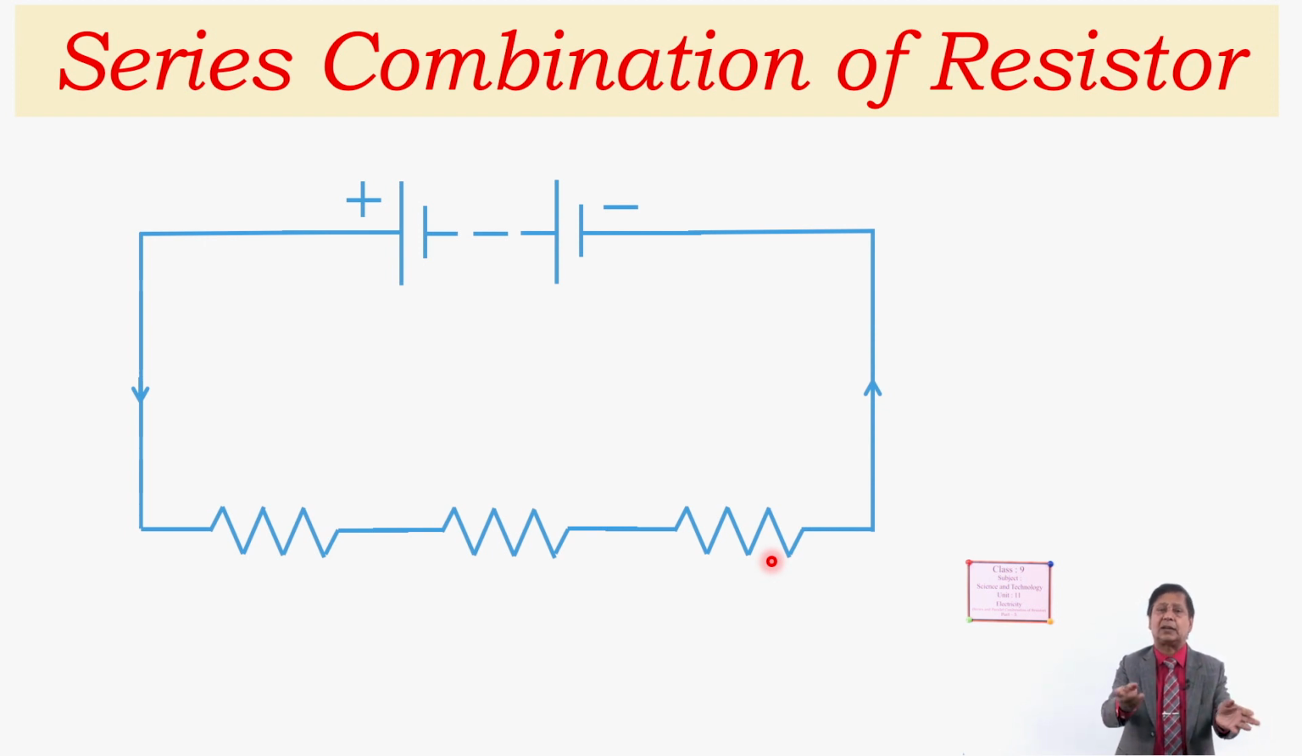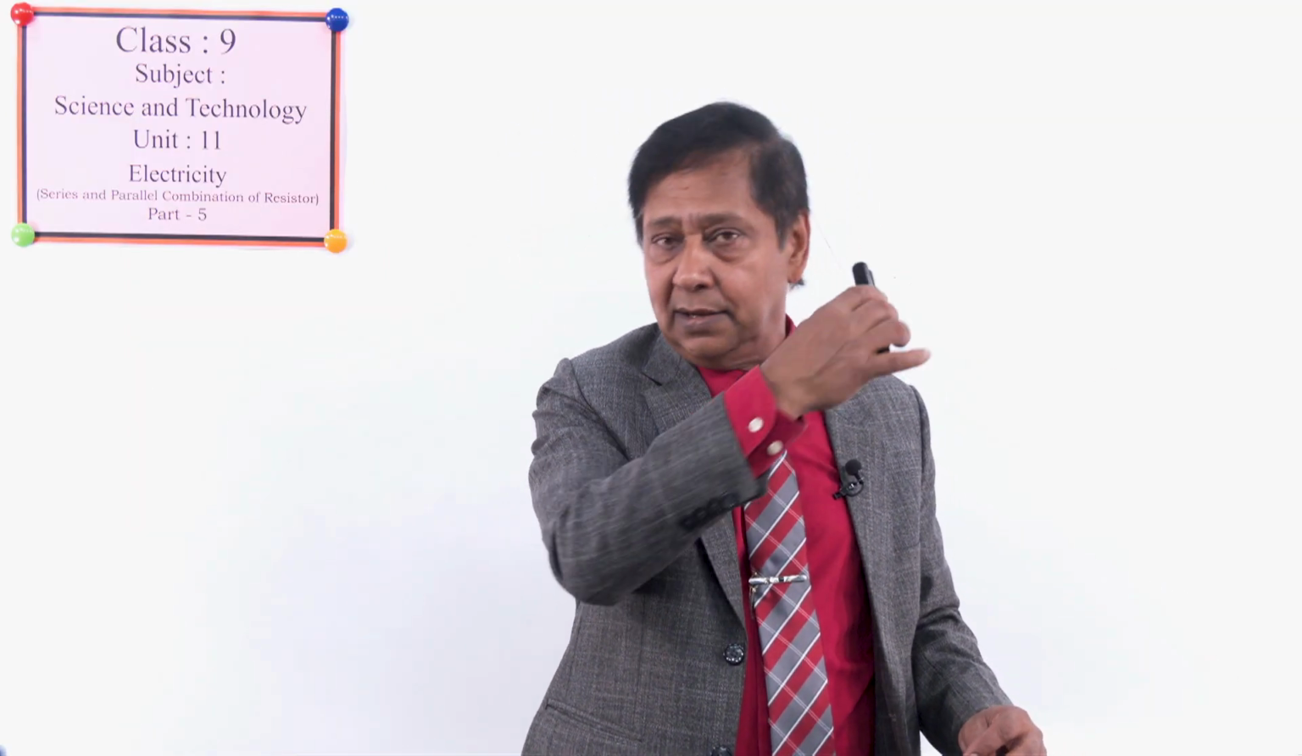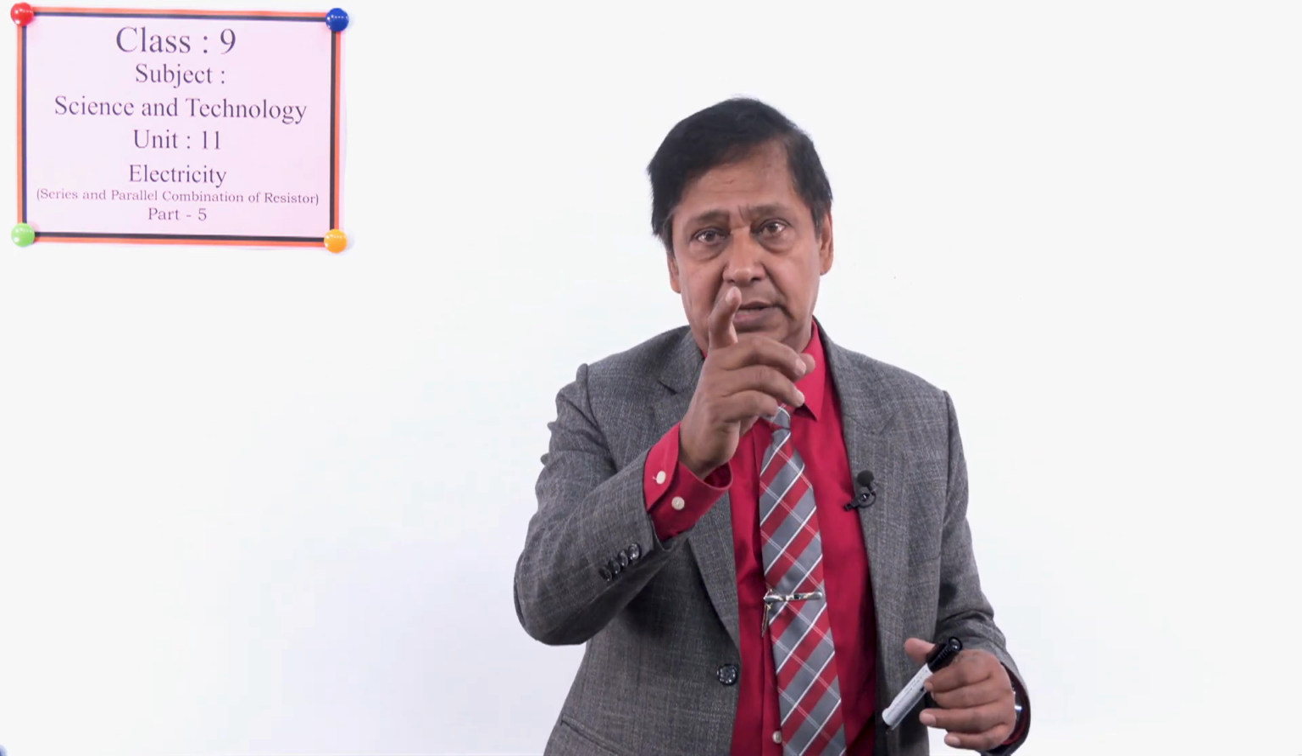When resistors are connected end to end with each other and the first end of the first resistor and the last end of the last resistor are connected to a source of electricity, then this combination is called series combination of resistor. I want to show this combination in diagram also on the board, and I want to tell you the characteristics of series combination of resistor.